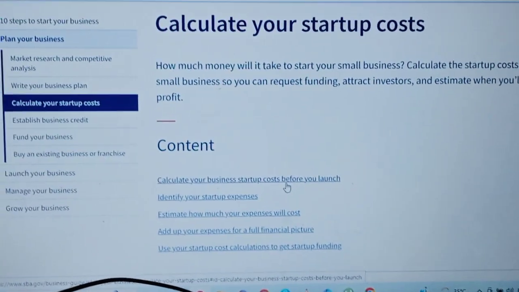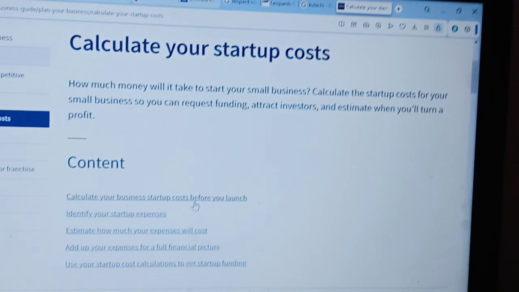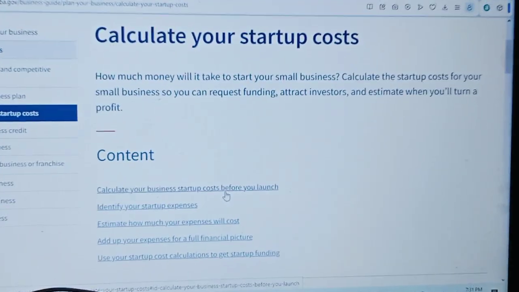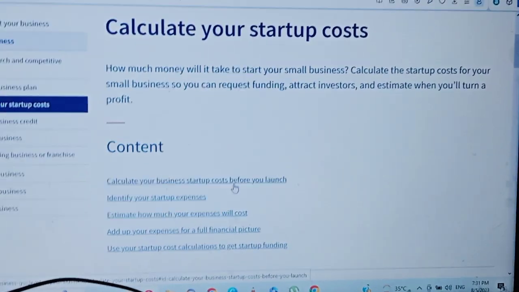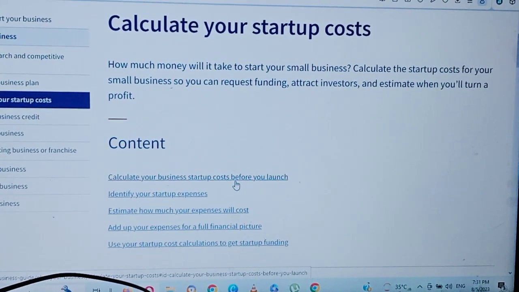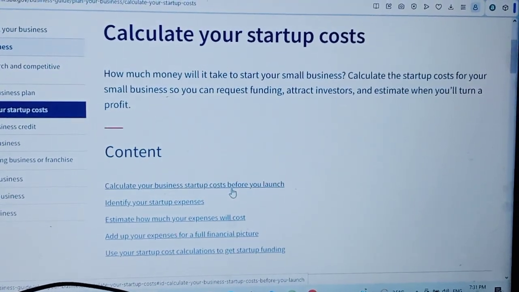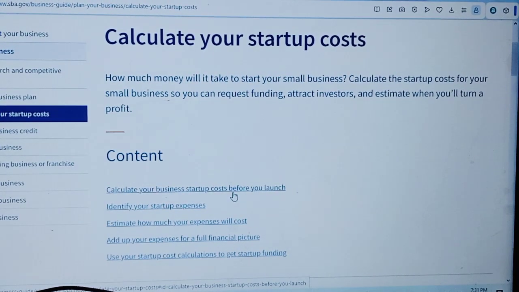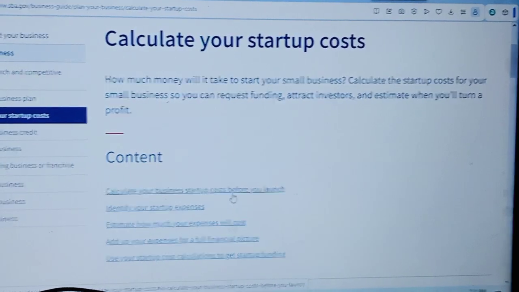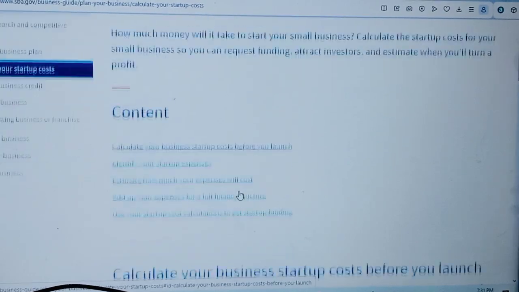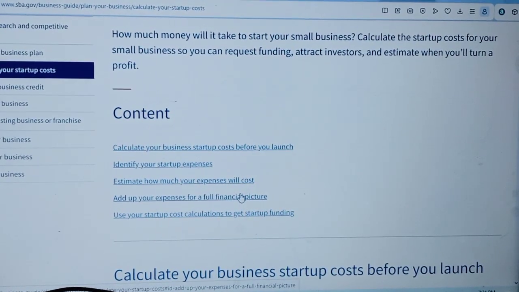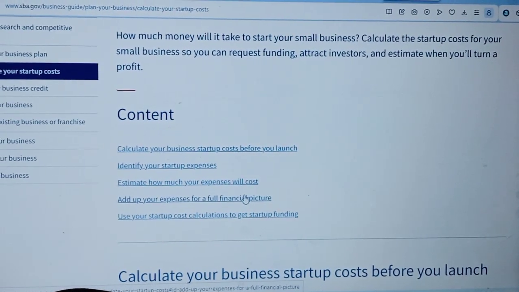Calculate your startup cost. How much money will it take to start your small business? Calculate the startup cost of your small business so you can request funding, attract investors, and estimate when you will turn a profit. Calculate your business startup cost before you launch.